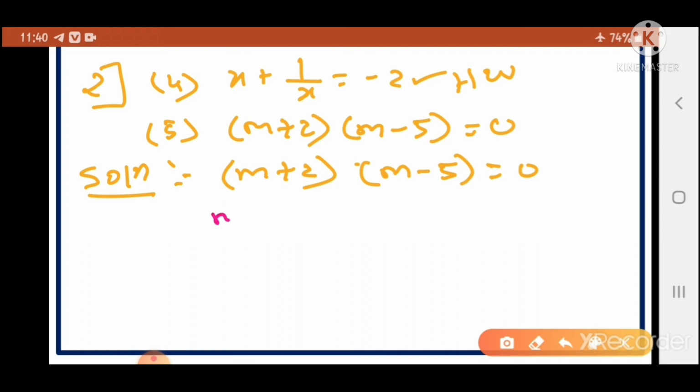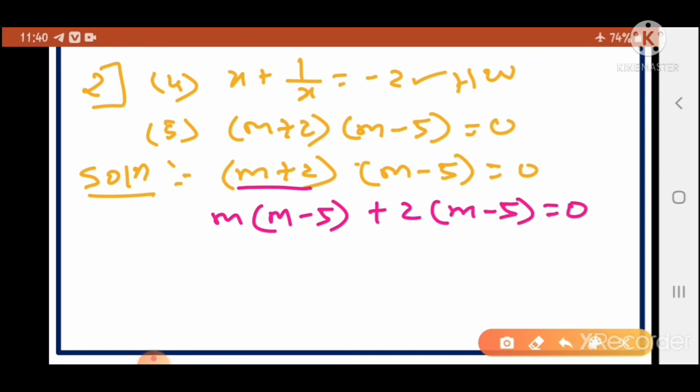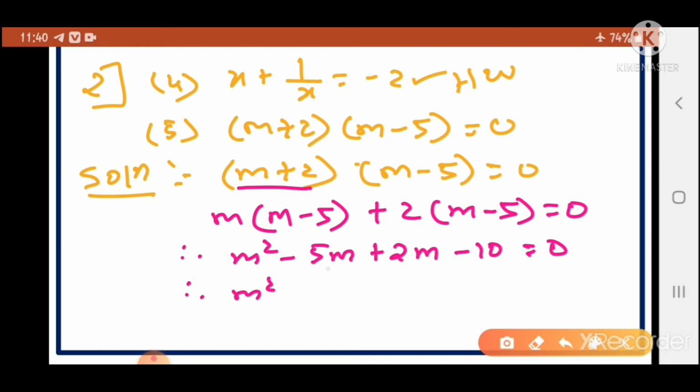See, I'm doing the multiplication only. I'm breaking this bracket m plus 2. So I'll get m into m minus 5 plus 2 into m minus 5 equal to 0. So what I will get here: m into m is m square, minus m into 5 is 5m, plus 2 into m is 2m, minus 2 fives are 10, equal to 0. So m square, minus 5m plus 2m becomes what? Minus 3m, minus 10 equal to 0.